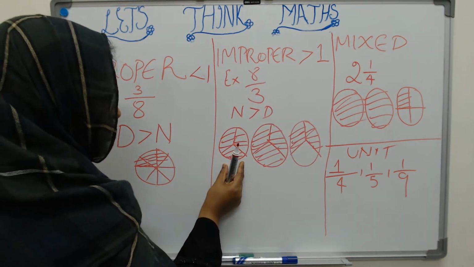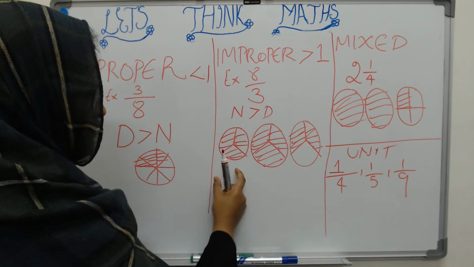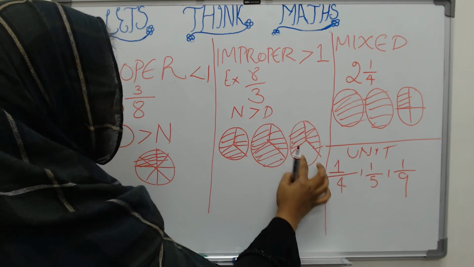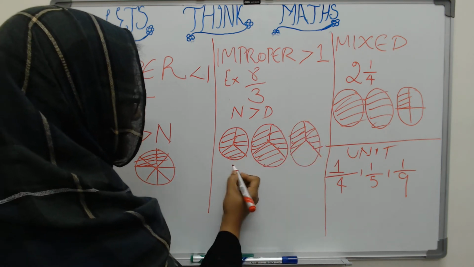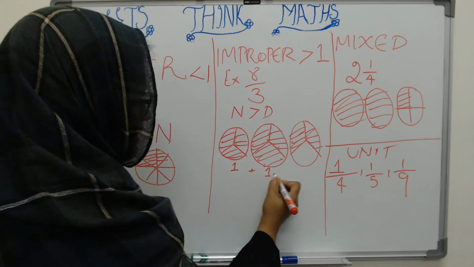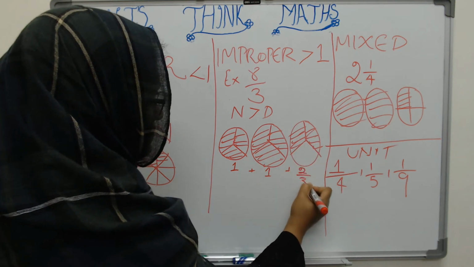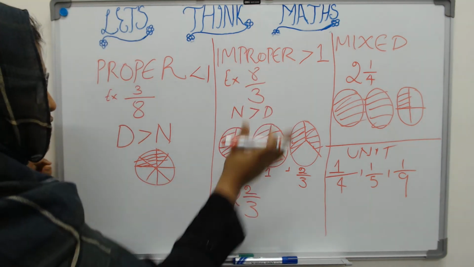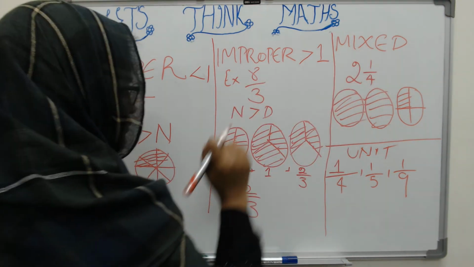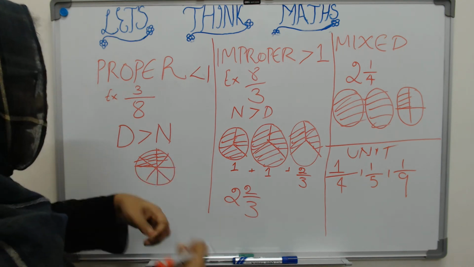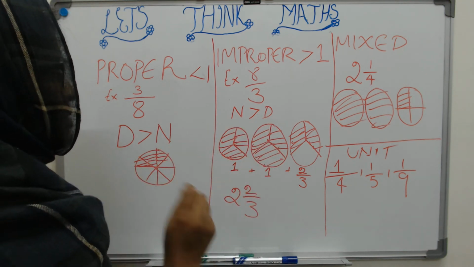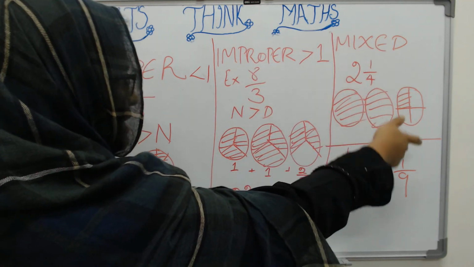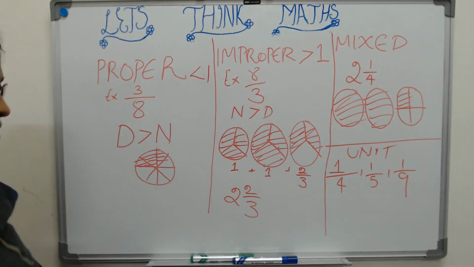This is one whole, this is another whole, so already we have 2. Then we have 2 and what is this? The division is 3, out of which we have taken 2. So this is 1 plus 1 plus 2/3. So this is 2 2/3. This is an improper fraction, but we have written it as a mixed fraction. So now every time we can't keep on drawing this, right? So there is an easy method to convert the improper fraction into the mixed fraction and the mixed fraction back into the improper fraction. Let us see how it is done.